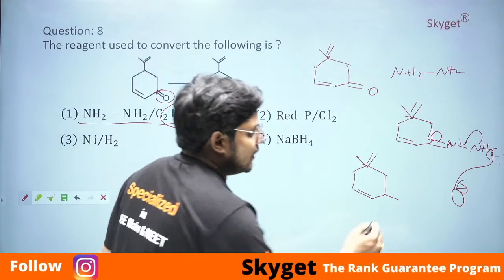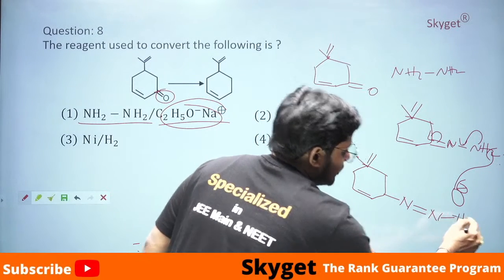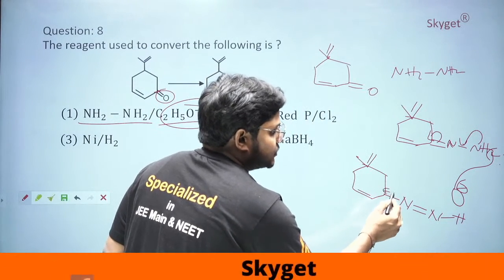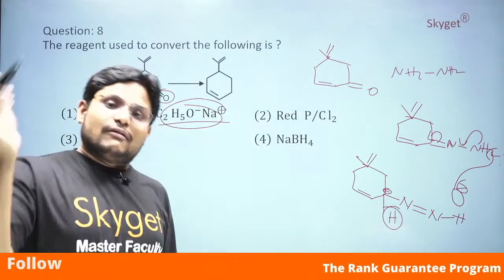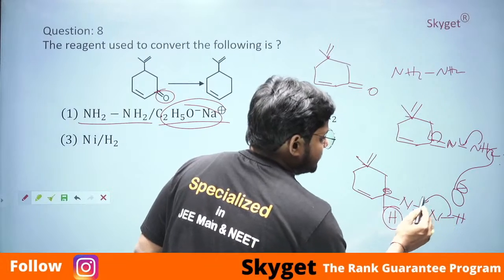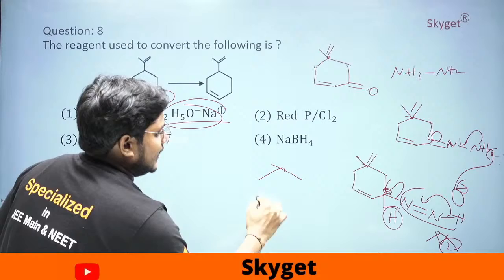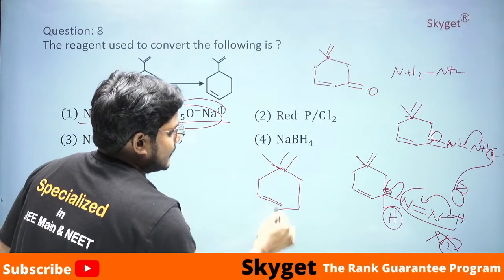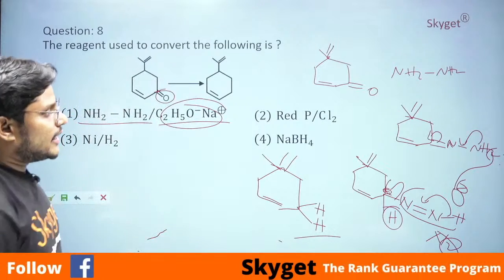Now what will happen here? If you see here, you will get N double bond N, H, and here you will get a negative charge. So this negative charge abstracts the hydrogen. And in one more step, again the H will go to this side and nitrogen will leave as N2, and you will get H, and you will get H.